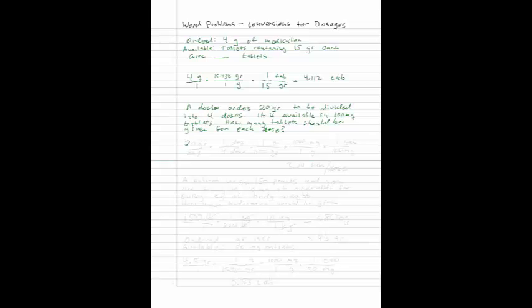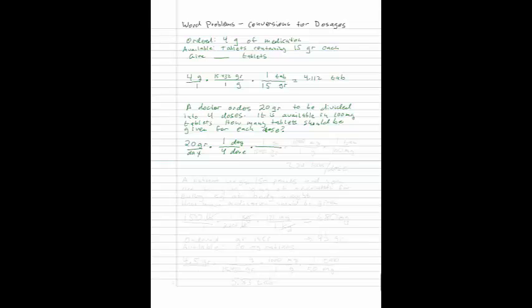We're starting with 20 grains, and then we're going to get what? We're going to get per day, and then we have 4 doses per day. So that means I'm going to need day on top to get days to cancel, and I'm going to need doses on the bottom. So we're getting 4 doses per day. So you'll notice at this point we are left with grains.